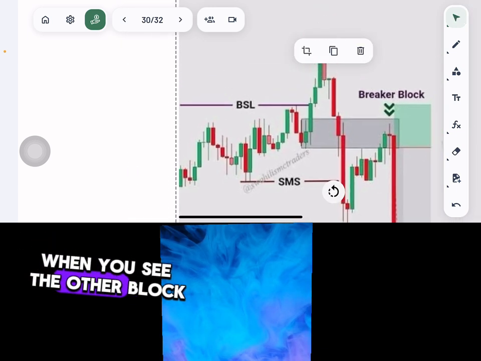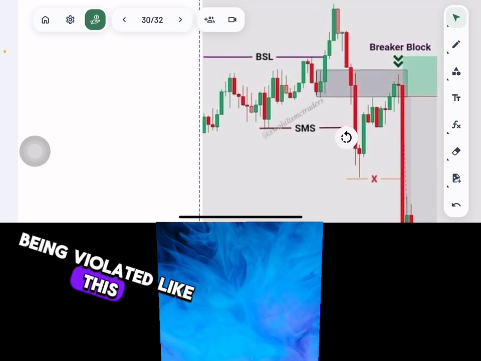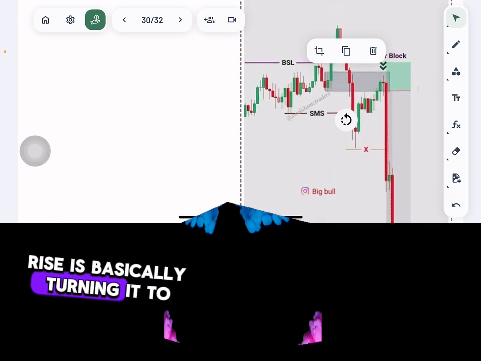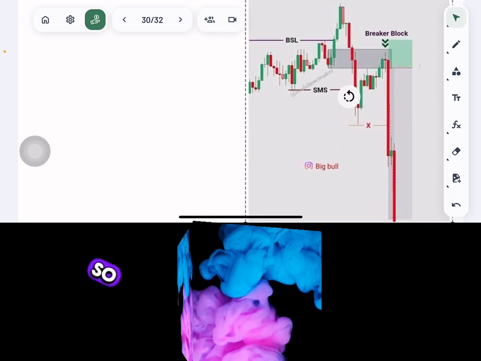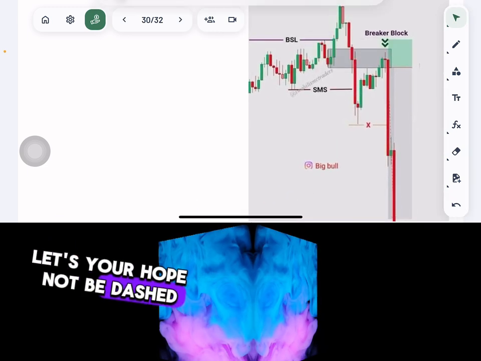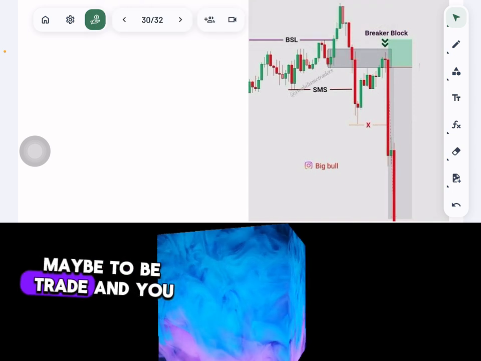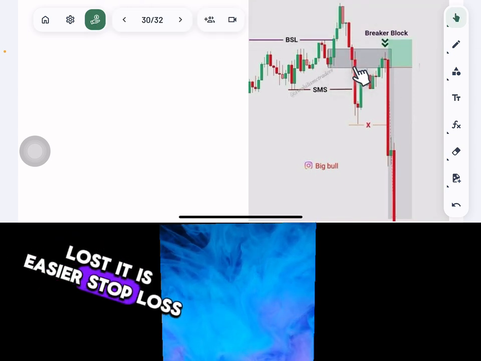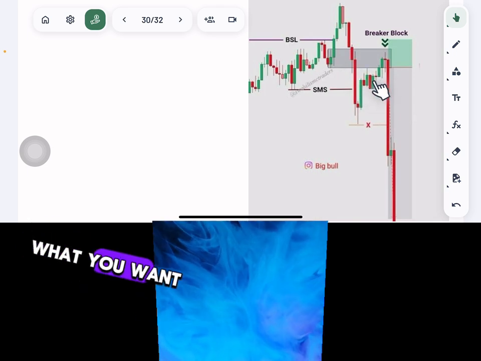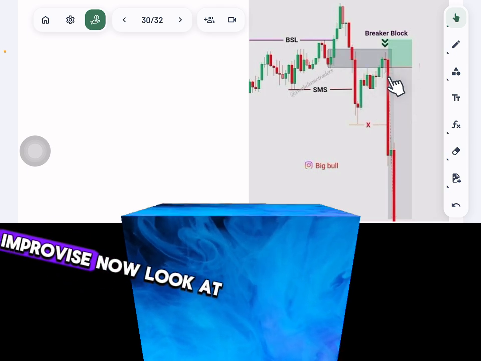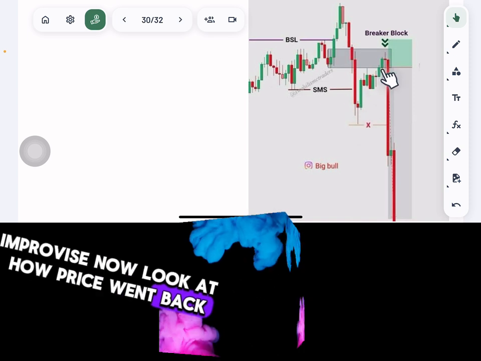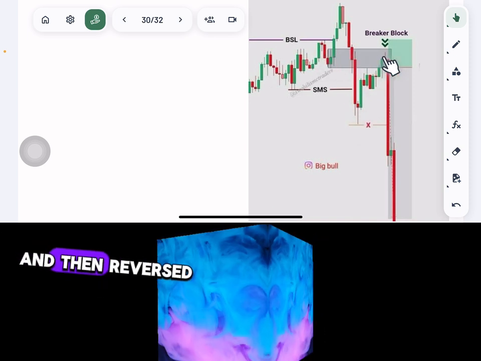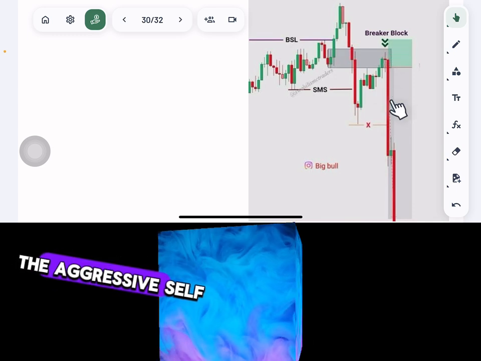When you see the other block being violated like this, what you should have in mind is that price is basically turning it into a breaker block. Okay? So let your hope not be dashed. Maybe you took the trade and you lost it. You hit your stop loss. Your hope should not be dashed. What you want to do is to improvise. Now look at how price went back to it here, and then reversed immediately. You can see the aggressive sell-off.